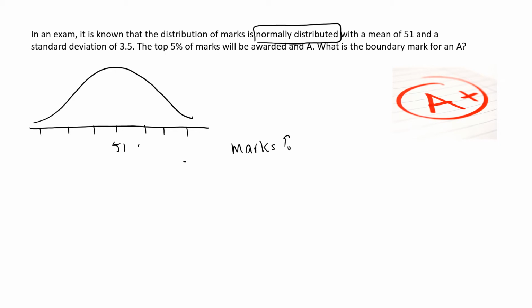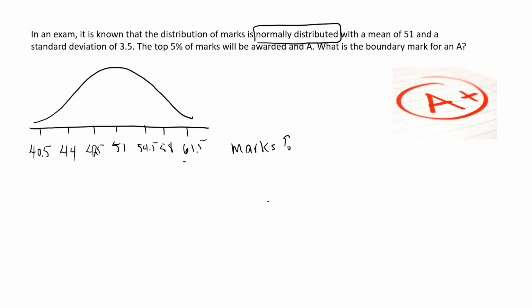That's 54.5, 58, 61.5. And then going the other way is 47.5, whoops, 44, and 40.5. So this is a pretty low scoring test if the average is 51 and the highest marks are about 62% and the lowest is 40.